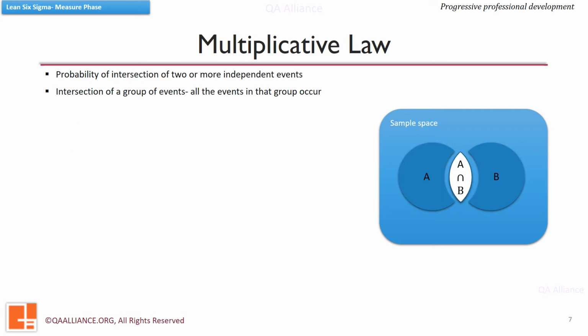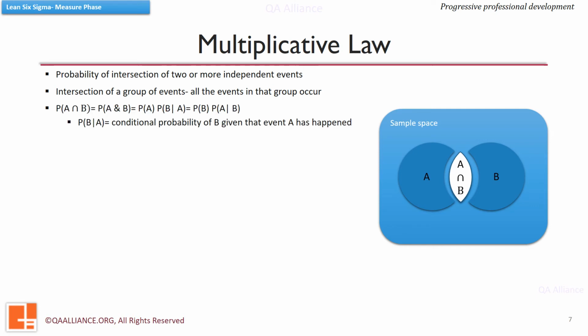The multiplicative law talks about the intersection of 2 or more events. Like in this Venn diagram, we can see the white highlighted area is the probability of intersection of 2 events A and B. This can be represented in the form of this equation. Probability of A intersection B is equal to probability of A and B.